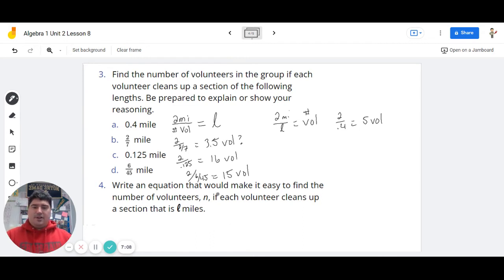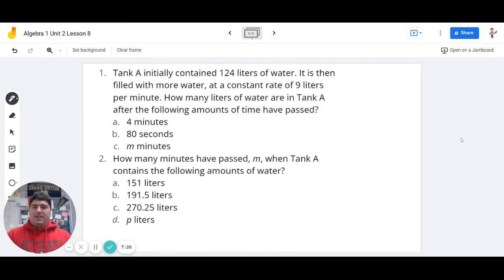Okay, write an equation that would make it easy to find the number of volunteers if each volunteer cleans up a given section. So that would be 2 divided by the number of volunteers equals that section. And the last little bit: tank A initially contains 124 liters of water, then is filled with more water at a constant rate of 9 liters per minute. How many liters of water are in the tank after the time has passed?